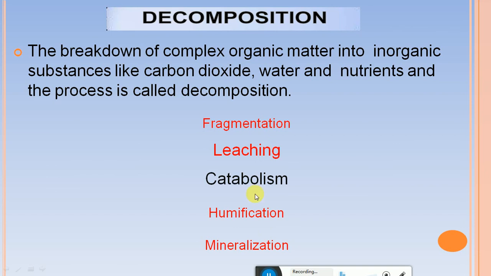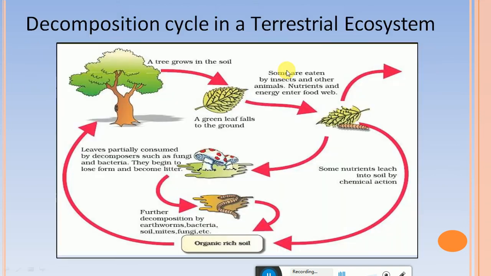Using these processes one by one, first the fragmentation takes place, because there will be a complex long chain organic matter. Then leaching takes place, then the bacteria will act upon that and use the organic matter as food, and they will grow and develop. That is a process called catabolism, with the liberation of energy and heat. Then humidification takes place, then ultimately mineralization takes place with the release of carbon dioxide and water. So you can see the decomposition cycle in a terrestrial ecosystem.